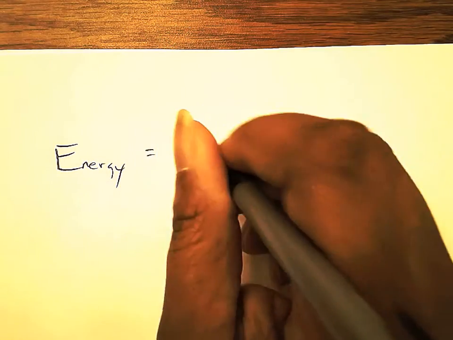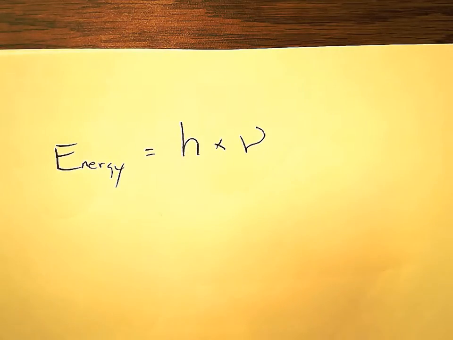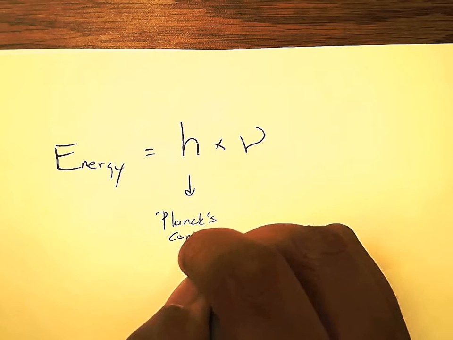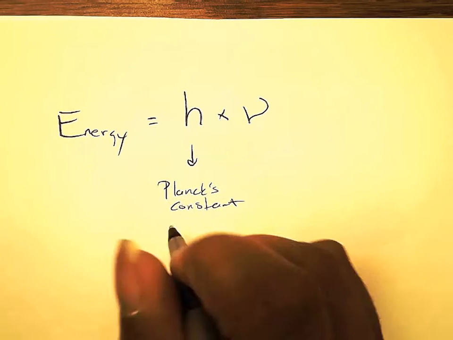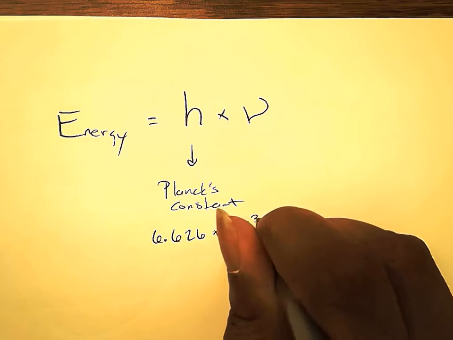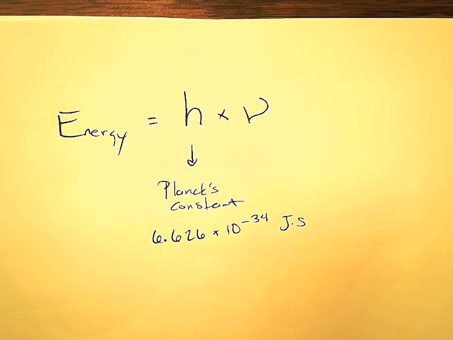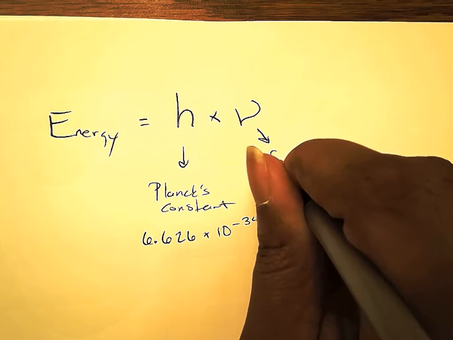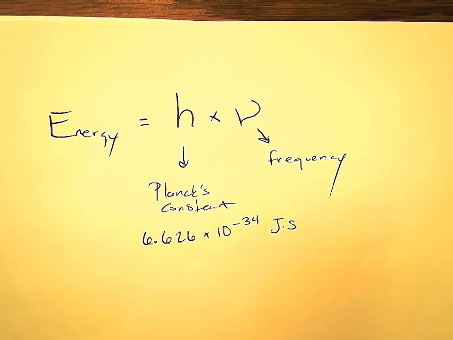We have another equation we use if we want to know how much energy these waves are carrying. Energy is equal to Planck's constant times frequency. h is called Planck's constant. That's a number just like the speed of light. That number is 6.626 times 10 to the negative 34th power joule seconds. And then, of course, nu once again stands for frequency. It's the same frequency we have here.